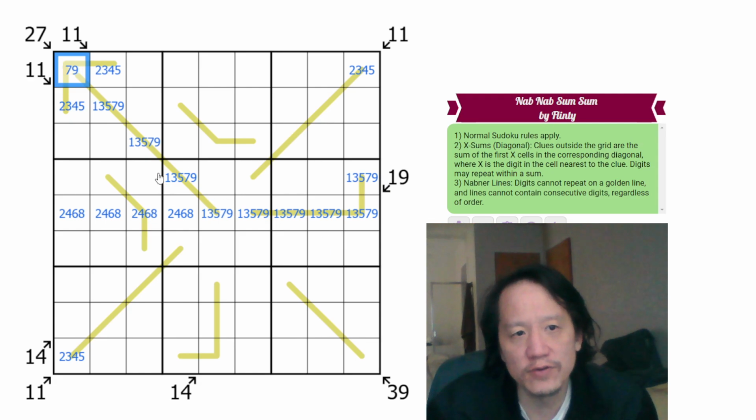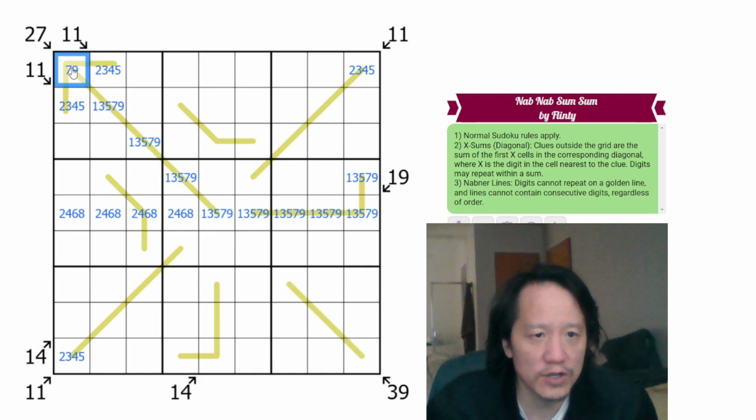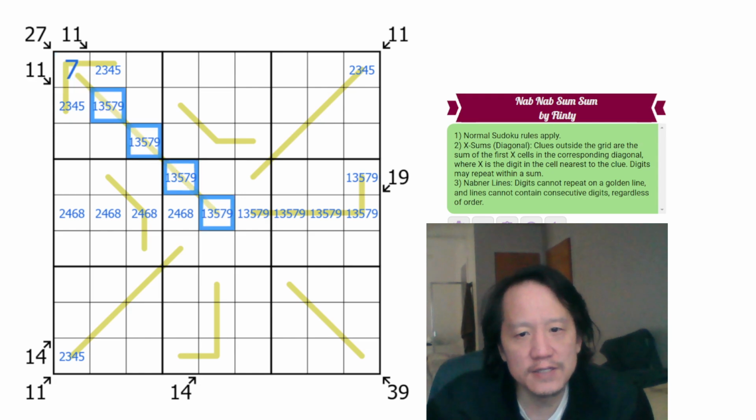So this has to be 7 or 9. Can't be 9 because then that would be 1, 1, 2, 3 at least. So that would be 25 plus 1 plus 1, 3, and 5. Or actually, it would have to be 1, 3, and 5 at least. But that just doesn't work. So therefore, this has to be 7, which forces these not to be 7.